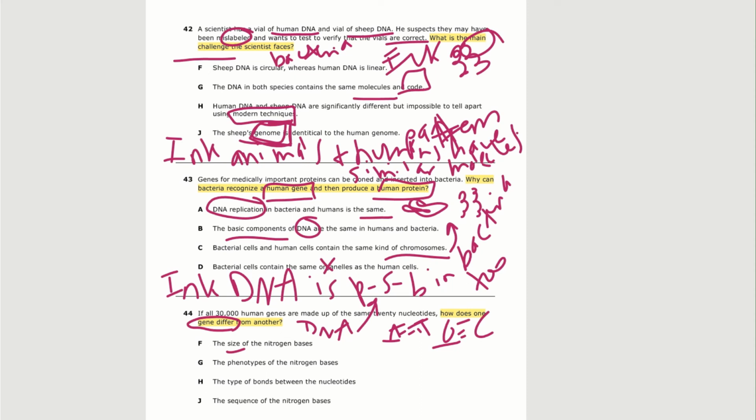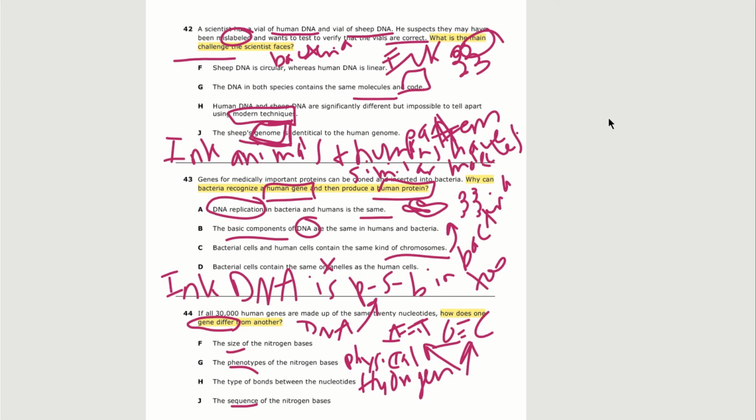The phenotypes of the nitrogen bases. Phenotypes means physical appearance. I don't know if that'd be the same as the size. The type of bonds between the nucleotides, well, they're all the same. They're hydrogen bonds, right? This one has 2 and this one has 3. That's why I keep writing 2 little lines and 3 little lines if you can see them. The sequence of the nitrogen bases. Oh, that sounds familiar, right? So I really don't like the way they worded it, but that is your answer.